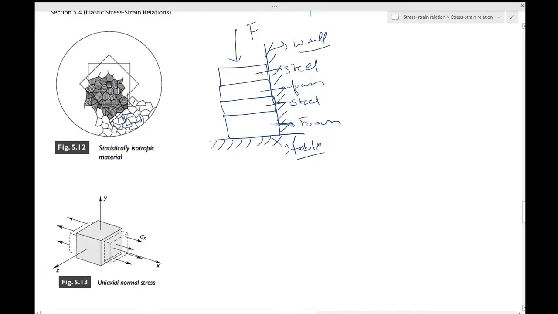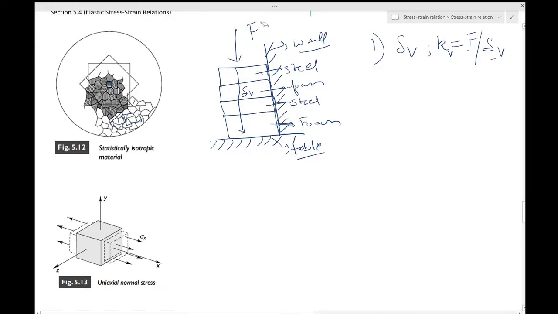Apply a small force and note down how much this has moved down, delta V vertically. This is the first thing you should do. You know that the stiffness in the vertical direction is force by delta V. If you want to convert it to stress, you can divide the force by the area and delta V by the original length to get the strain. We are not doing that, but you can easily do that in this case.